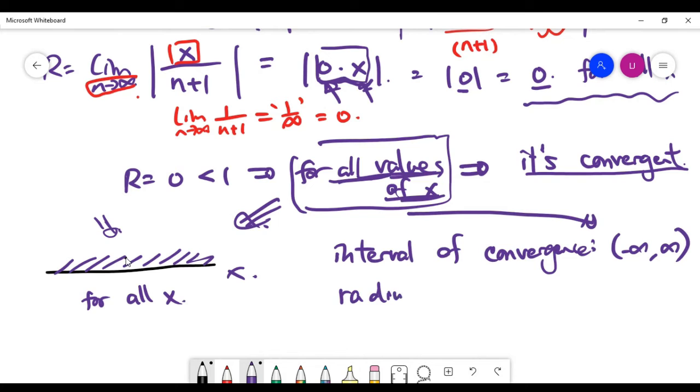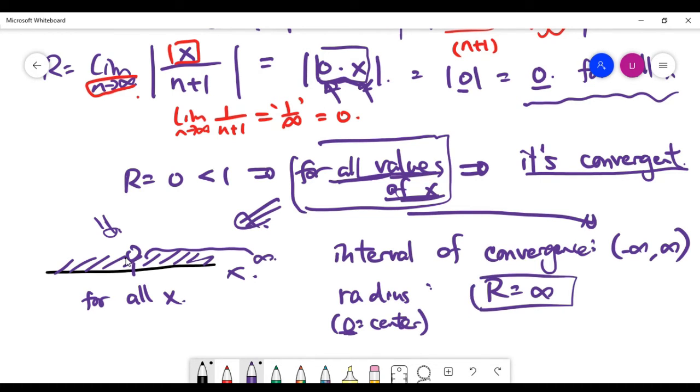And how about the radius of convergence in this case? If you imagine that 0 is actually the center, the radius is the length between the point 0 all the way up to infinity, right? And infinity is not a number, it is a concept. So you can think of the radius as actually the same as infinity because you want to cover all the values of x here. And that's the end of this example.